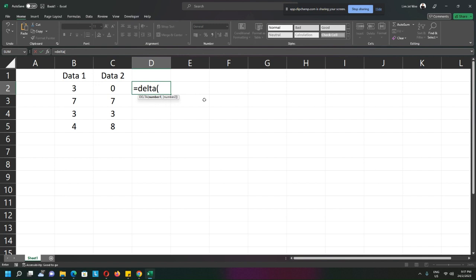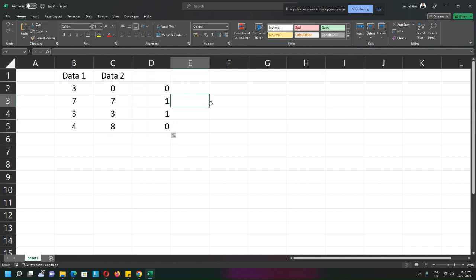If I put a bracket here, you will see it will test these two numbers itself. The first number will be taken from this data 1, comma, the second number will be taken from data 2, and I will close it. Okay, you will see now these are zeros and these are 1.